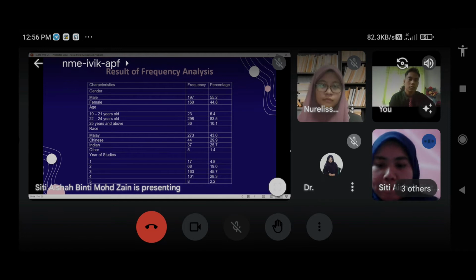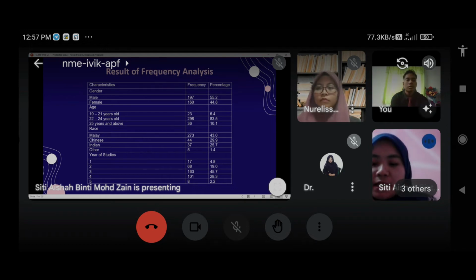In addition, age is divided into 3 categories, while the highest majority of respondents are in the age range of 22 to 24 years old, which is a total of 298 respondents. Next, the race is divided into 4 categories: Malay, Chinese, India, and others. The highest majority of respondents are Malay, which is 273 people. Finally, the year of study is divided into 5 categories. The highest respondents were year 3, which was 63.